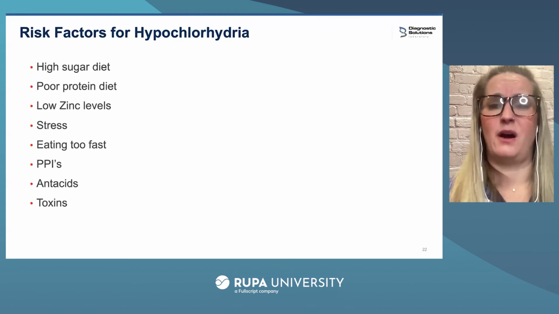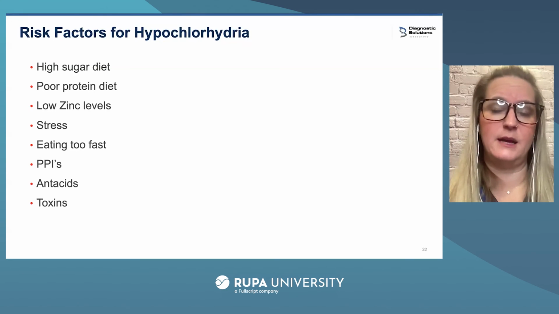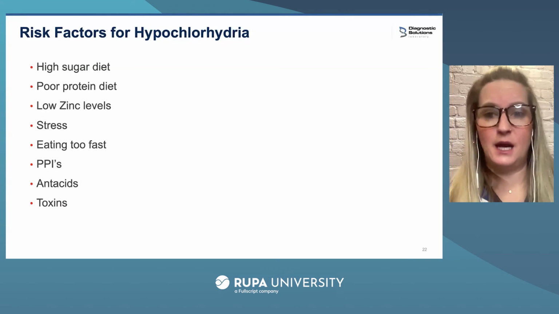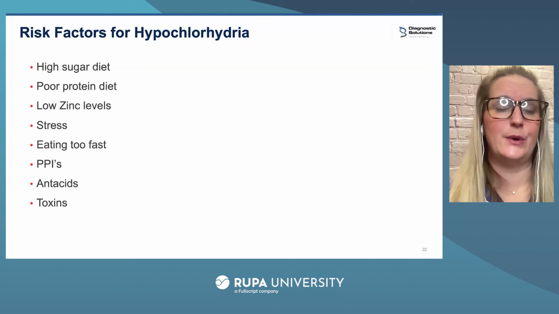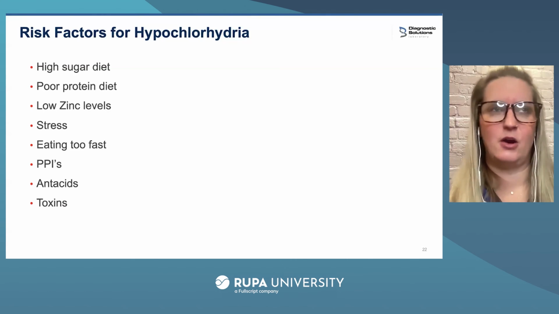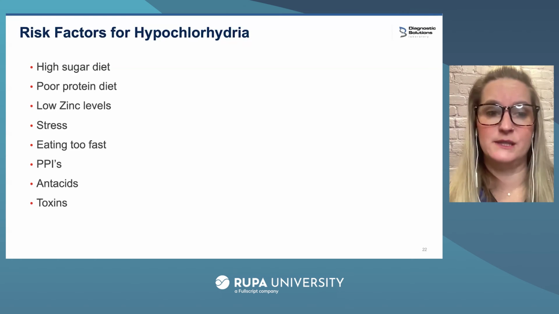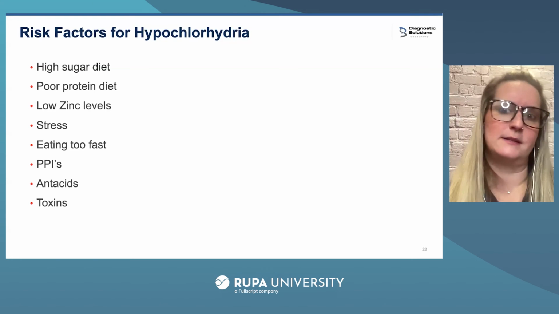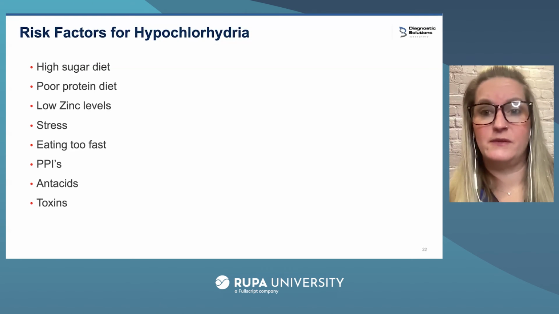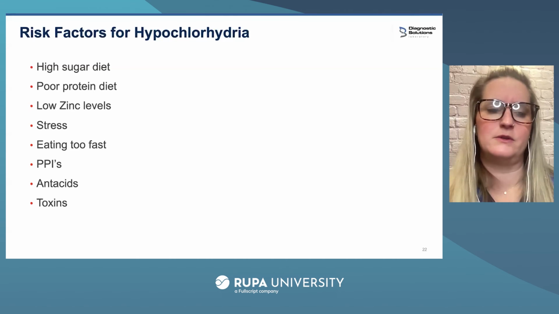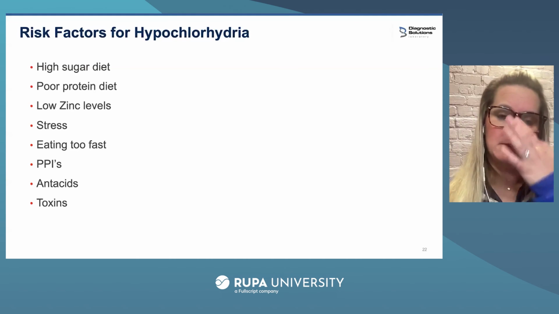When I work with kids with autism, this is pretty prevalent in my population. They are eating high sugar or high carbohydrates. They're not eating enough protein. They have low zinc. Over 30% of kids with autism have low zinc deficiency. They're under a lot of stress. They eat super fast. I mean, some of them don't even chew their foods or masticate their foods well. And a lot of them are filled with toxic fluid.